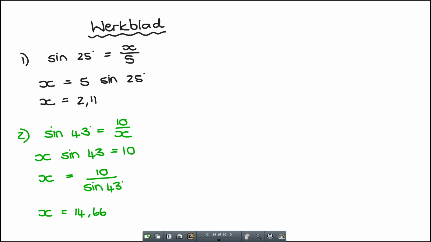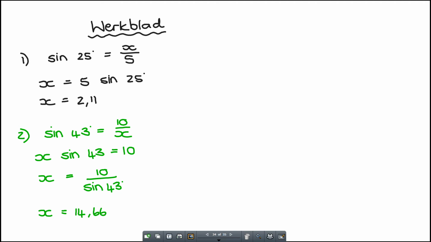5. Okay, now I want to get rid of this 5 at the bottom, so I take it over, and then I get 5 times sin 25. I just put it into my calculator, and I rounded it off to 2 decimal places. So if you rounded off to 1, yours might be slightly different, because it wasn't indicated on this page.